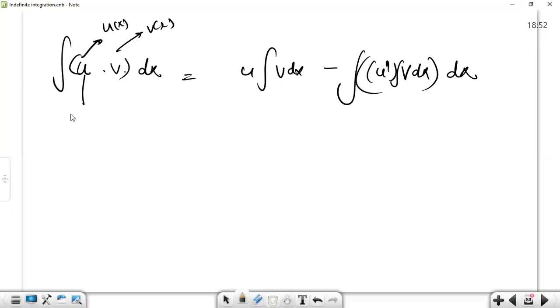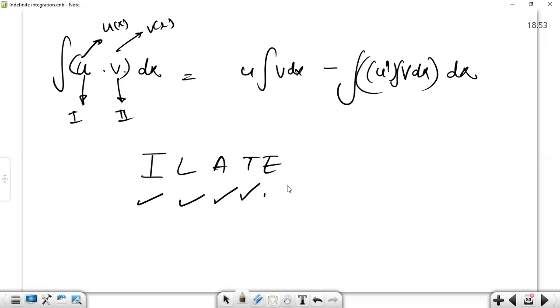So what is u and v? u is the first function, v is the second function. Who is first and who is second will be decided by ILATE. It's an acronym, stands for inverse trigonometric function, logarithm function, algebraic function, trigonometric function, exponential function. So if there are two functions and one of the functions is an inverse trigonometric function, that will be considered as the first function.